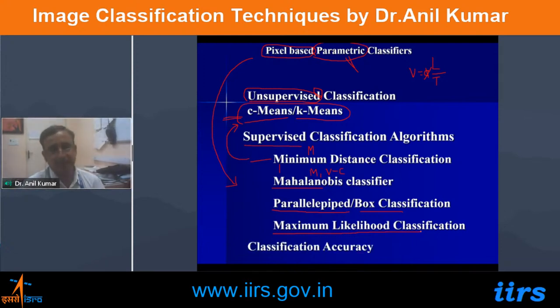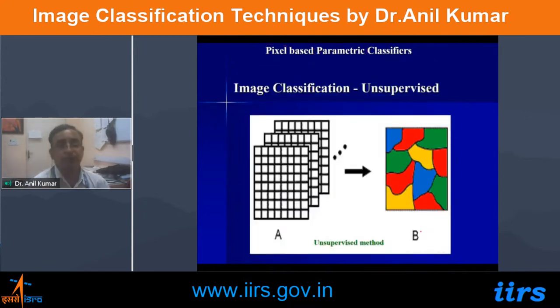Then we will see classification accuracy. If I talk about unsupervised, we just have the image, whatever bands it has, 3 bands or 5 bands. We just apply the algorithm, iterate, and it generates clusters. These are called clusters. It is not classification. For unsupervised, in the literature we talk about clusters.